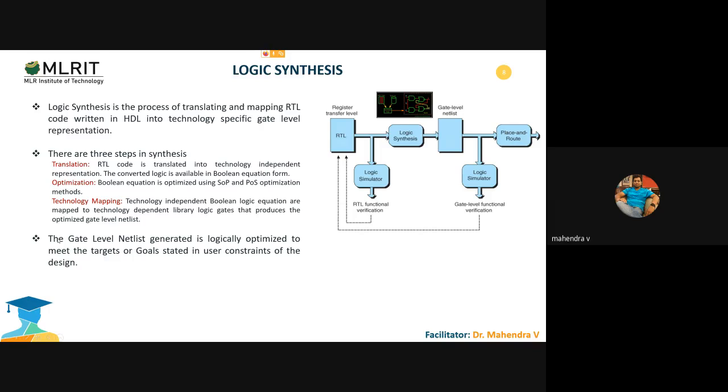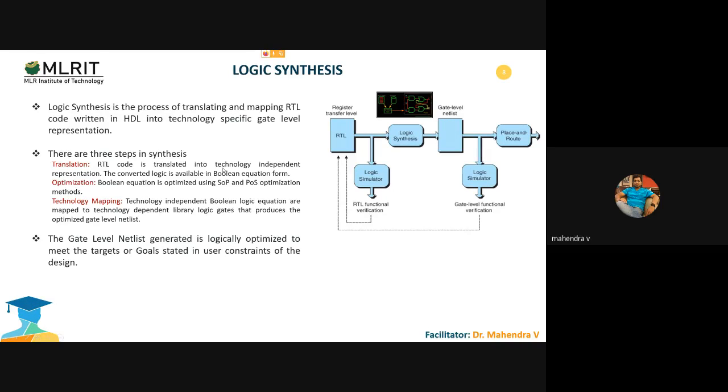But while doing the synthesis process, it will do three operations. The first one is translation. That means the RTL code is translated into a Boolean equation. We can call this first level translation: translation of RTL code into a Boolean equation.